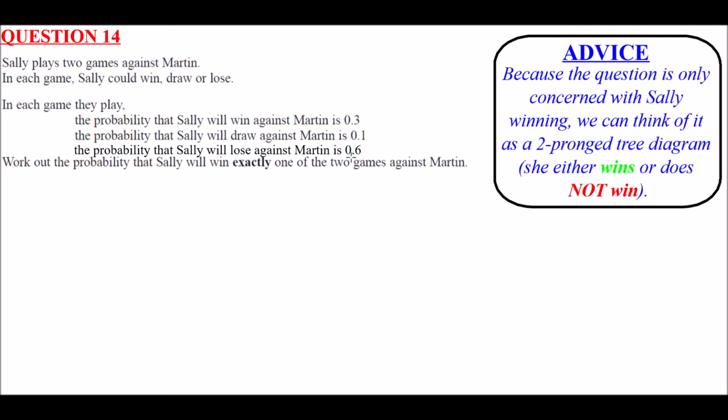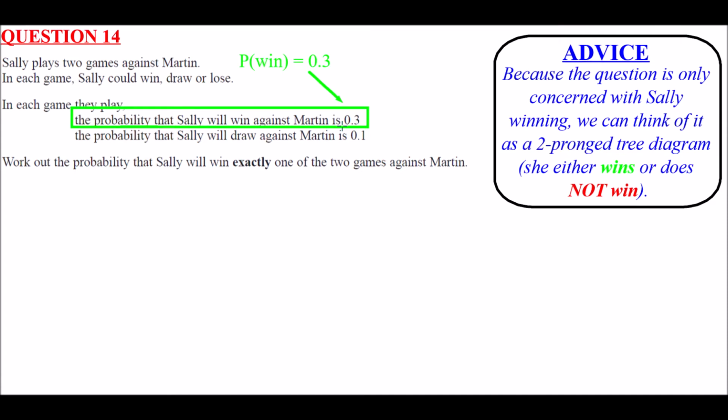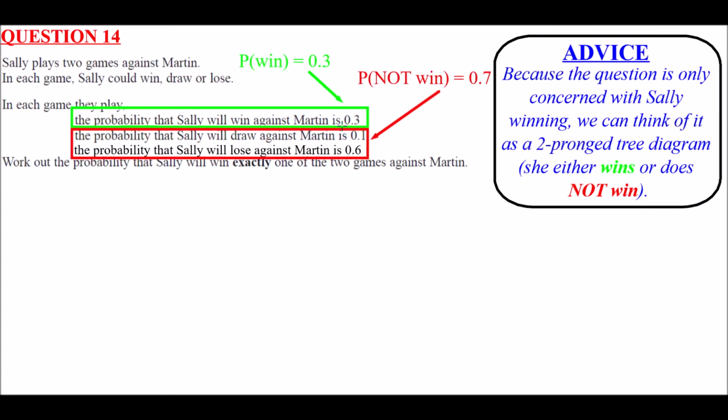She's going to play Martin twice. She's playing 2 games. So for the first game, she could either win, which is a 0.3 chance, or she could not win, which is a 0.7 chance. So the chance for winning is 0.3. Combine the 0.1 and the 0.6. We get here that the chance for not winning, therefore, is 0.7.